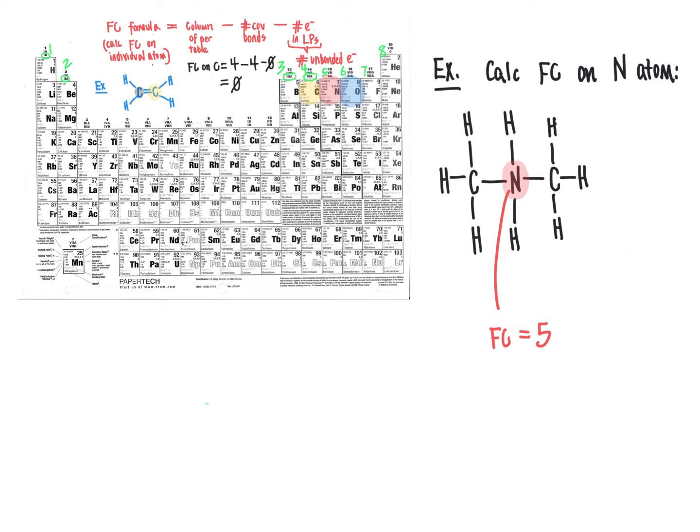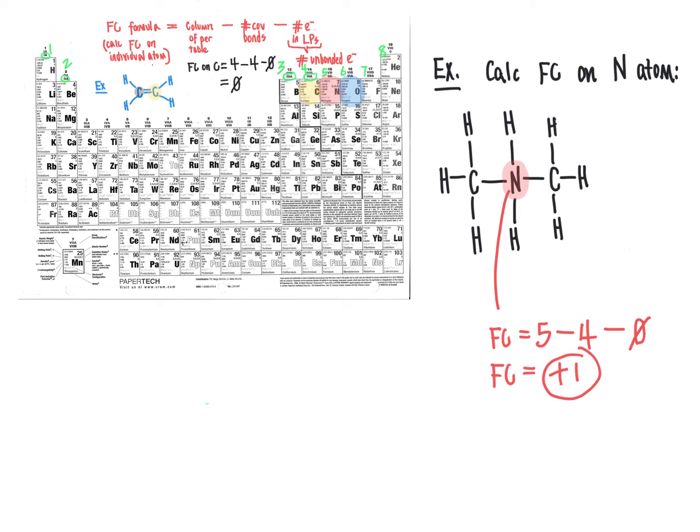We're going to subtract the number of covalent bonds. That's 4 covalent bonds, because we have 4 lines coming from nitrogen representing our covalent bonds. And then we have no lone pair electrons that we're seeing, so we're going to put in a 0 there. So the formal charge on the nitrogen atom would be 5 minus 4, which equals plus 1.